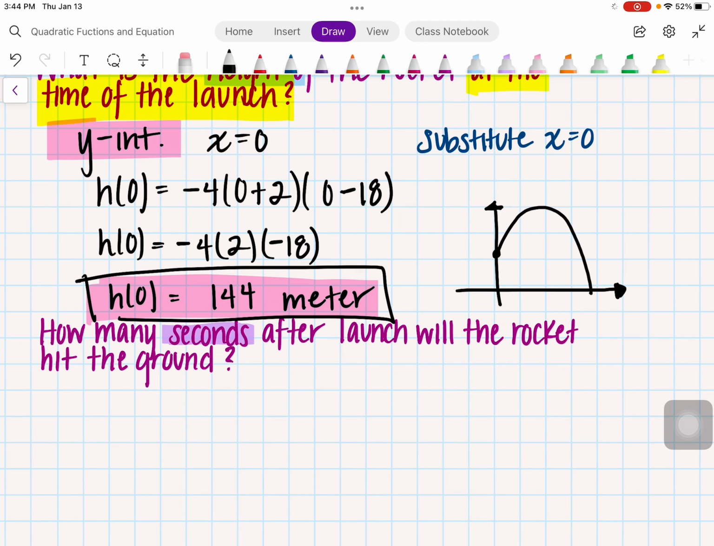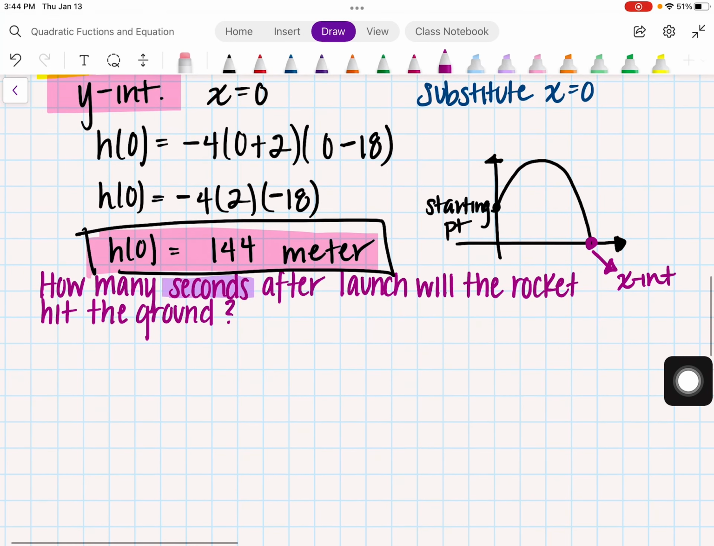Once again, if you do have a parabola, we now know the parabola started here and then it went down. This here represents our starting point. It says, how many seconds after launching will the rocket hit the ground? In this case, guys, from our starting point up to when it ends, where do we consider the end? When does the rocket hit the ground? In this case, when the rocket hits the ground, it's actually going to be our x-intercept.